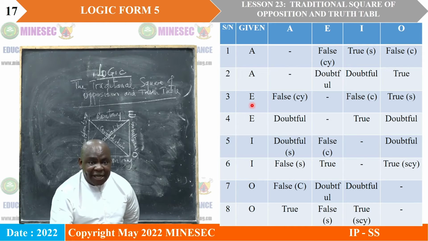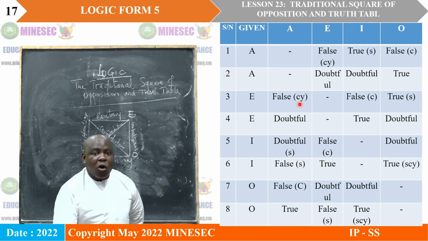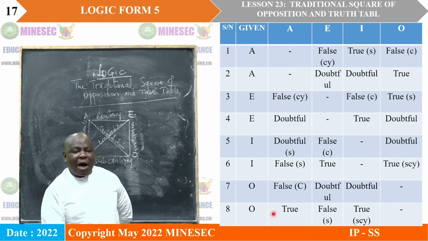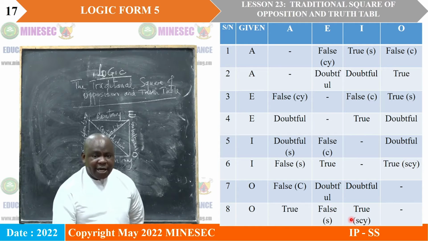If E is given as true, I should be false. If E is given as false, I should be true. If O is given as true, I should be doubtful. If O is given as false, I should be doubtful.